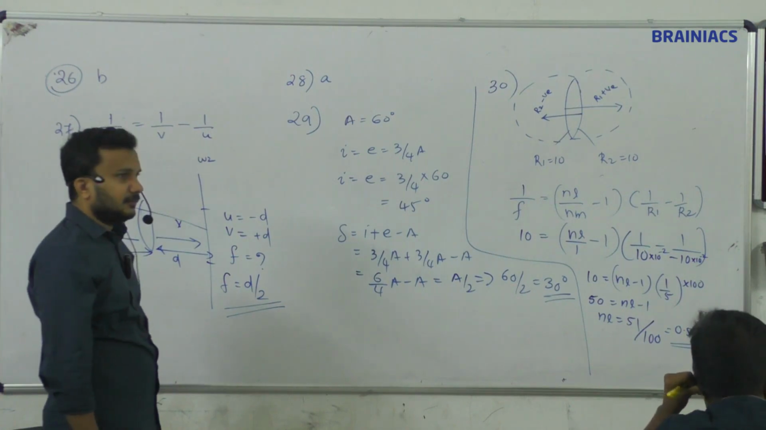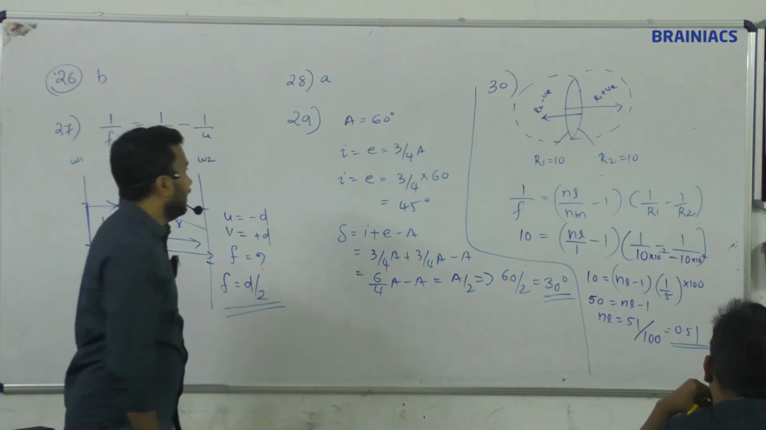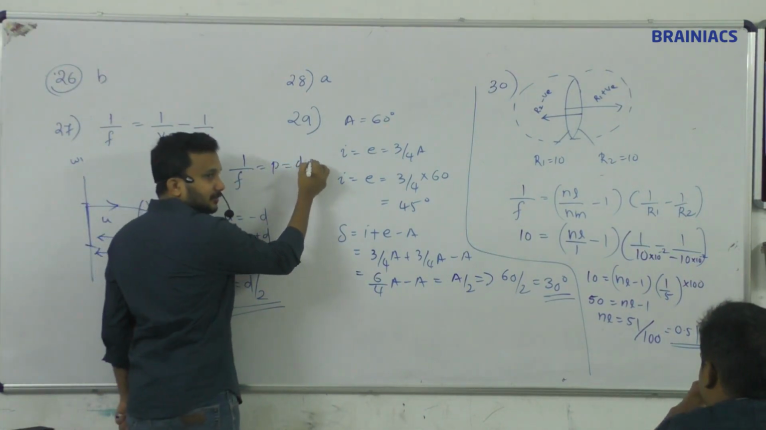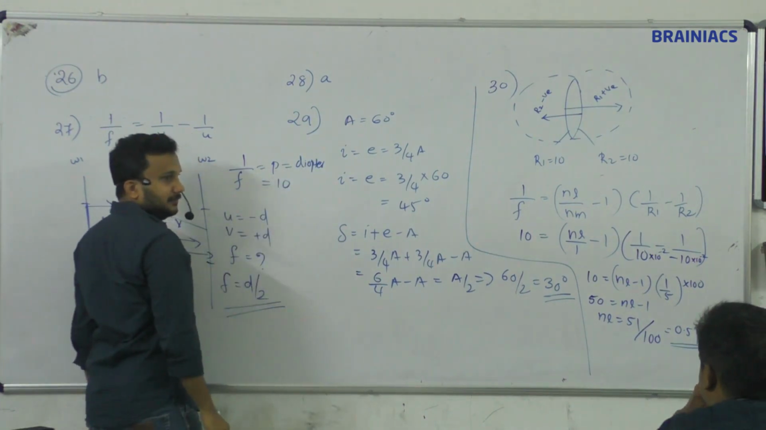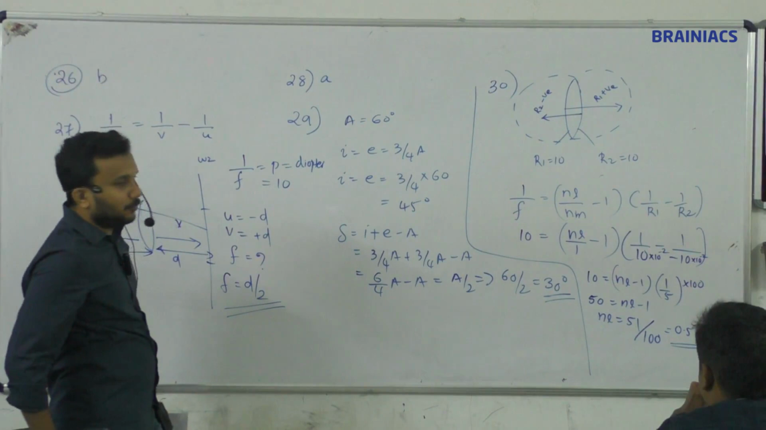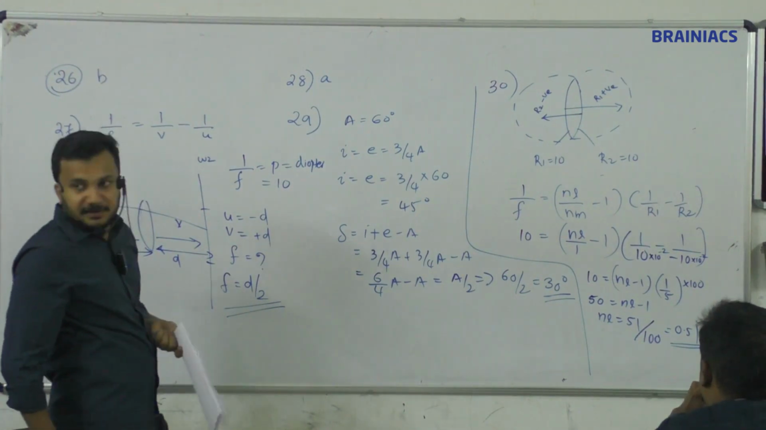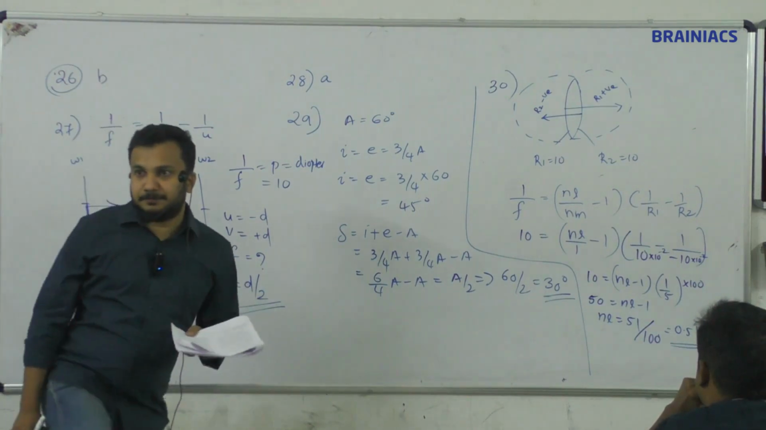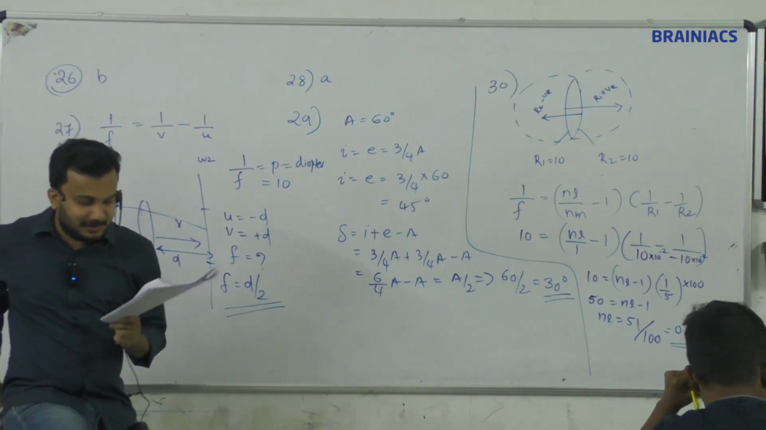1 by 10? Focal length is not 10. How? Diopter means what? 1 by f is called power. This is equal to diopter. So what? This is equal to 10. Then how 1 by 10? 1 by f is equal to (n_L divided by n_M) minus 1. Correct answer, so you got 0.51. Same or not? Okay, but it's not there in the option.